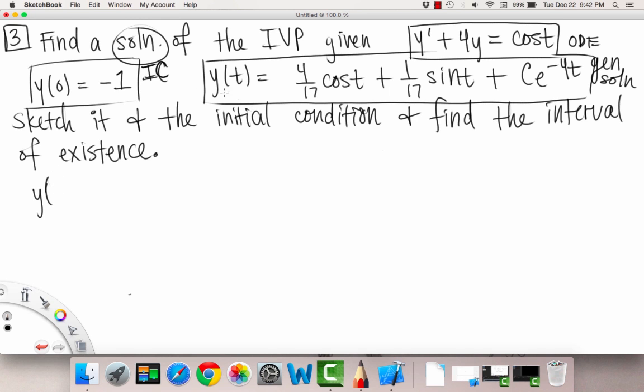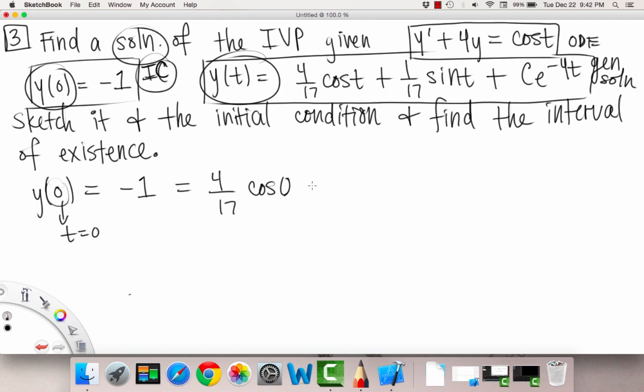In order to find our particular solution, all we have to do is take our general solution and apply the initial condition to it. So if we say y of 0, this should be equal to -1. And this 0 means that we're plugging in t equals 0. Wherever we see a t, we plug in a 0. So 4 over 17 cosine of 0, plus 1 over 17 sine of 0, plus c times e to the -4 times 0. This is e to the 0, which makes it a 1. And sine 0 equals 0, so that term goes away.